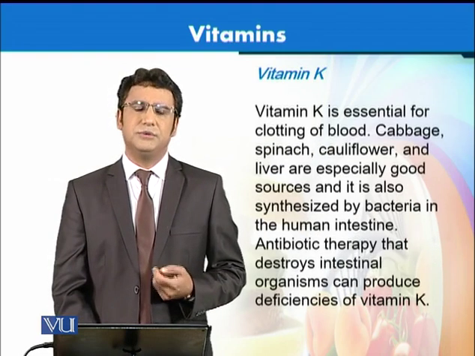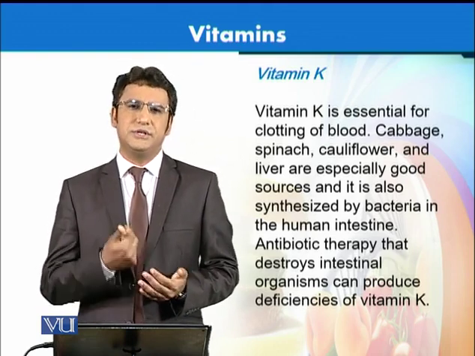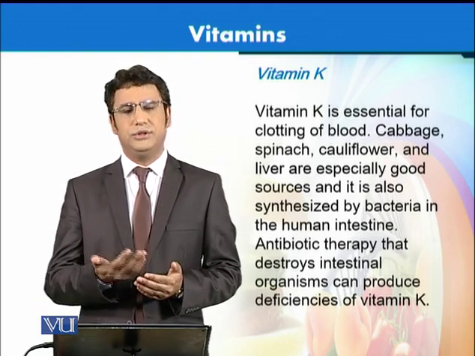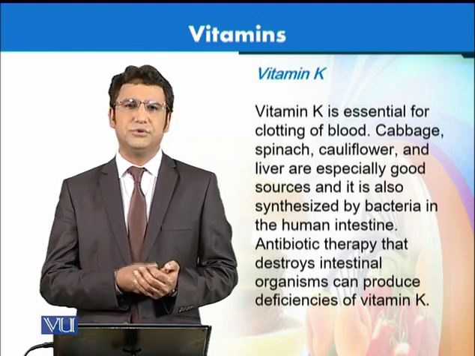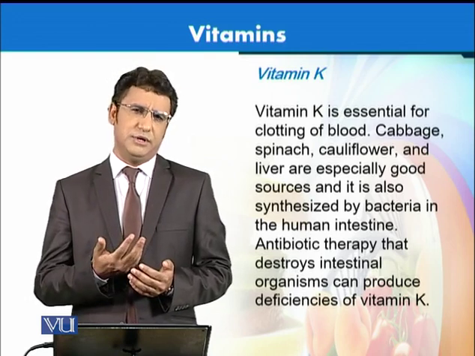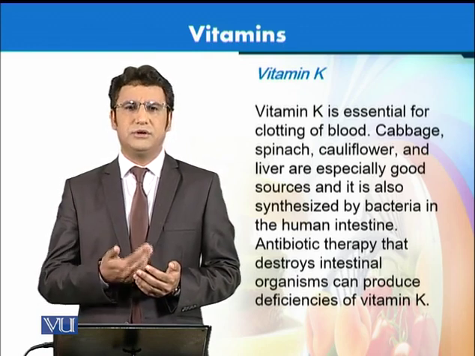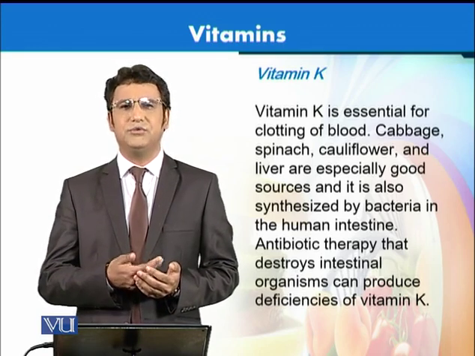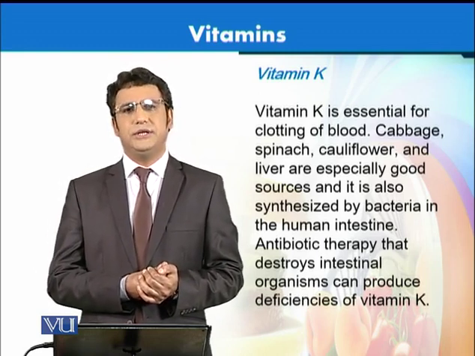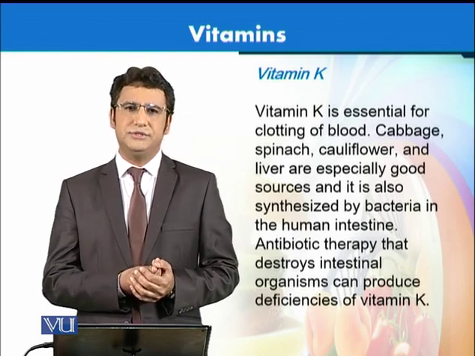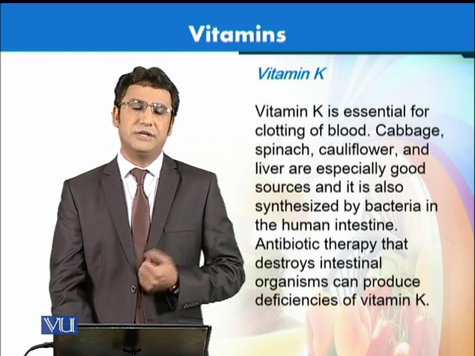Another fat-soluble vitamin is vitamin K. Vitamin K is present in our intestine through the growth of normal microflora, like different microorganisms. They produce vitamin K. But whenever we take antibiotics, that normally destroys those microflora of the intestine, and that would lead to a deficiency of vitamin K. Vitamin K is found in cabbage, cauliflower, spinach, and some other vegetables. This vitamin is important for clotting of blood.